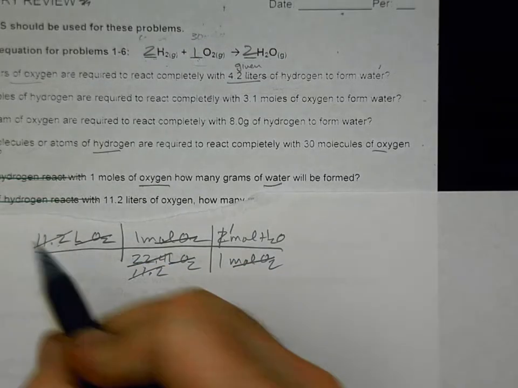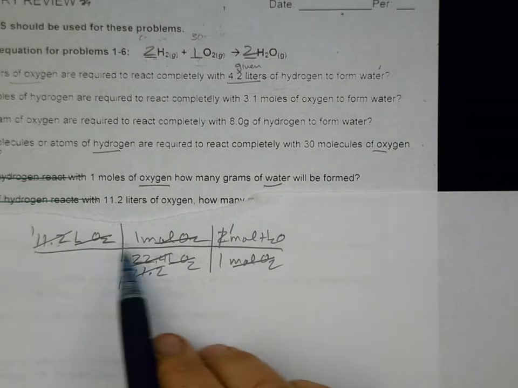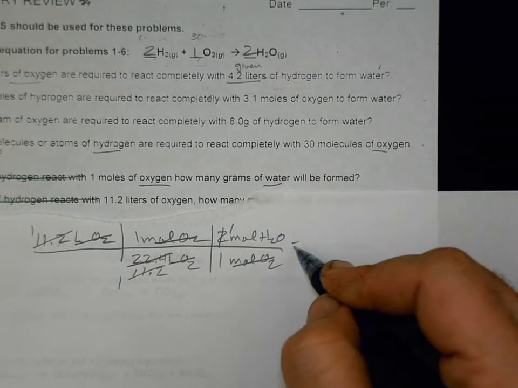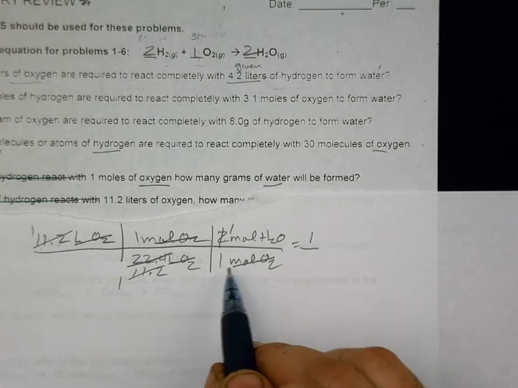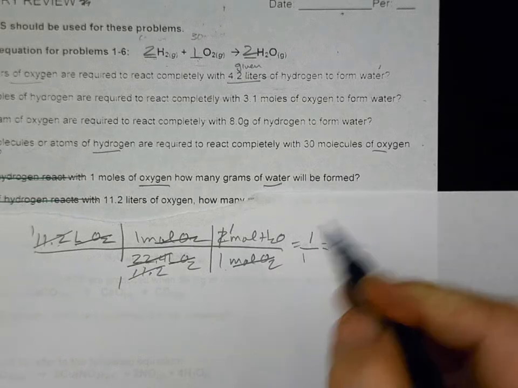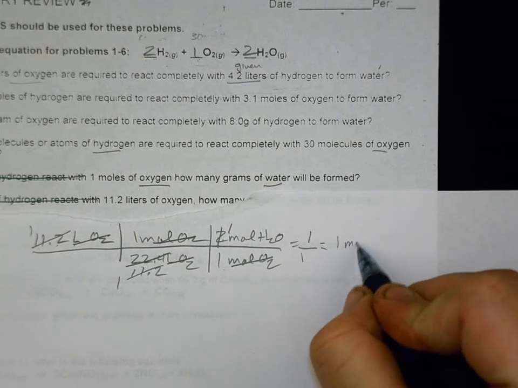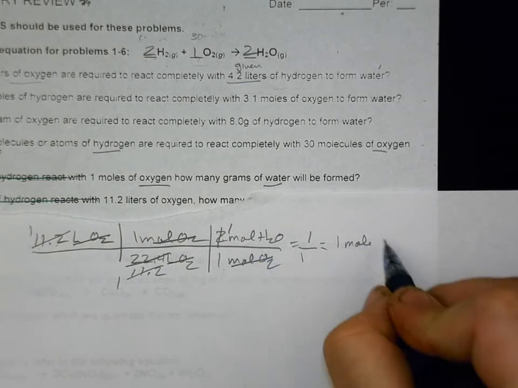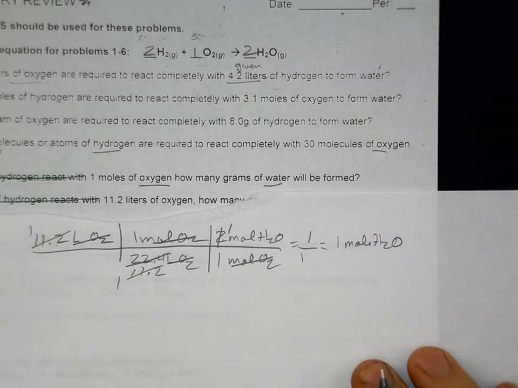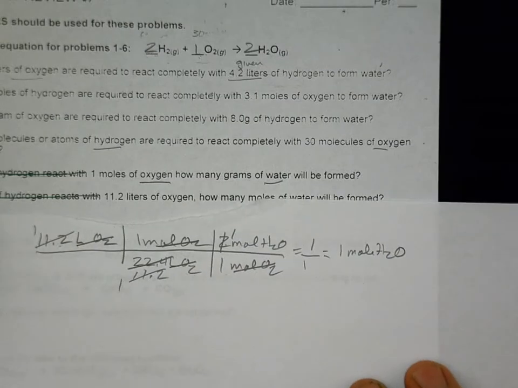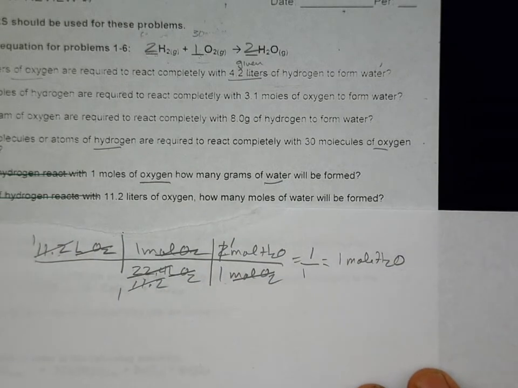This becomes 1, that becomes 1. What's 1 times 1 times 1? 1. Divided by 1 times 1? 1. So the answer is 1 mole of H2O. Okay, all right, we'll stop it here.